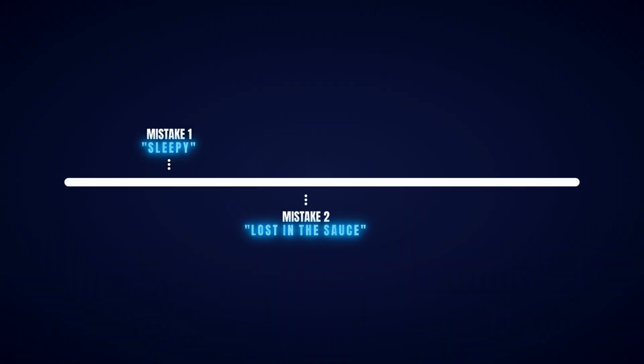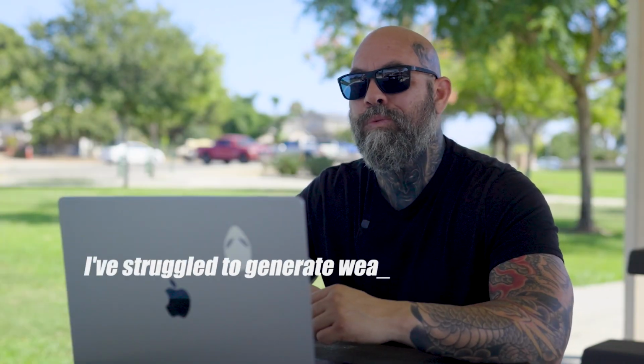On to hook problem number 3, I versus you form. At this point, you have solved for problems 1 and 2. So you've eliminated sleepy and lost to maximize clarity for the viewer so they clearly understand what the video is about. Most people make hooks just like this. I've struggled to generate wealth my entire life. The problem, this opens up the door for the viewer to question whether they see themselves in you.